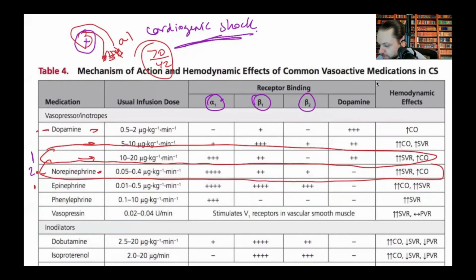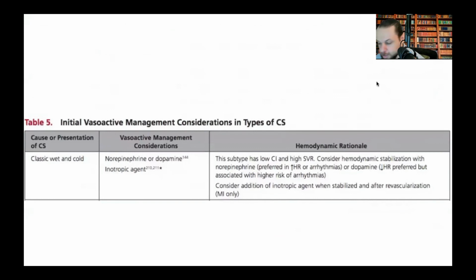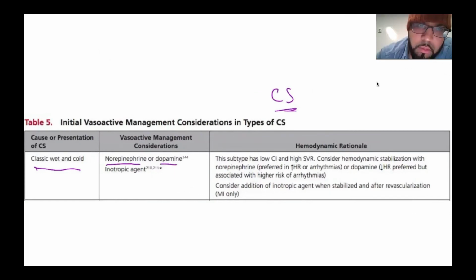So in that setting, I want to give a drug that gives me vasomotor tone, that gives me vasoconstriction, but I don't want a lot of pluses on the beta-1, right? So here we see dopamine, that gives 2 and 2. If we look at the recommendation, this was, by the way, published by the American Heart Association. They said in the setting of classic, wet shock, cardiogenic shock, the CS stands for cardiogenic shock, they want to give norepi or dopamine. So those are the medications they want to give.